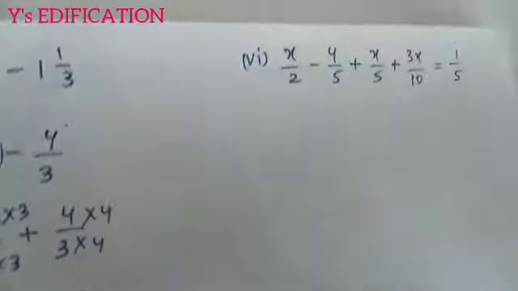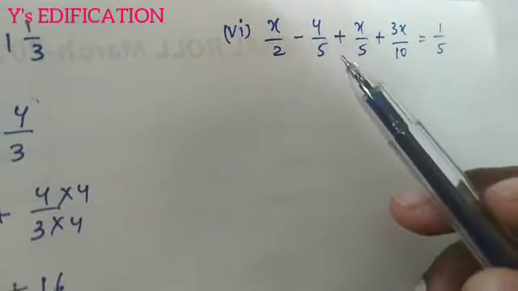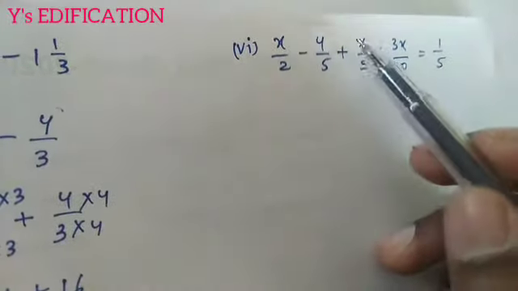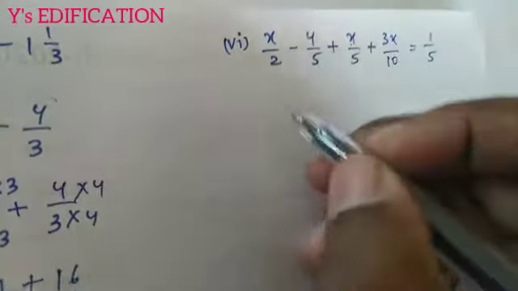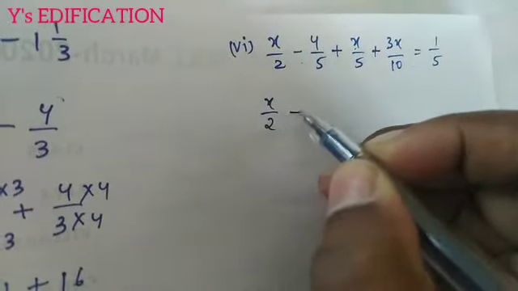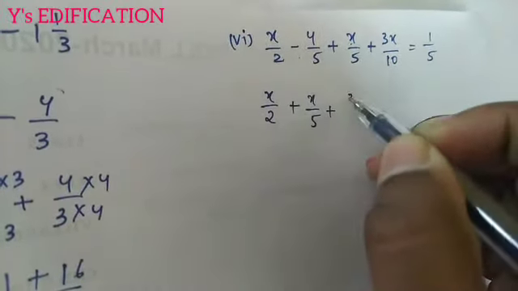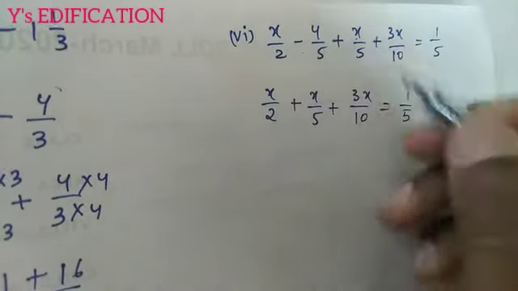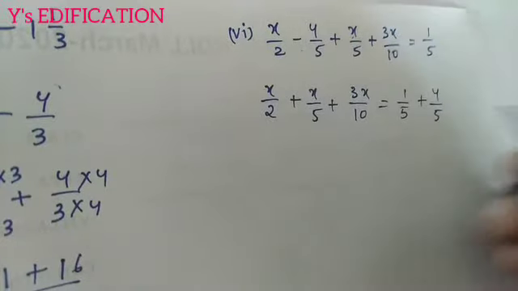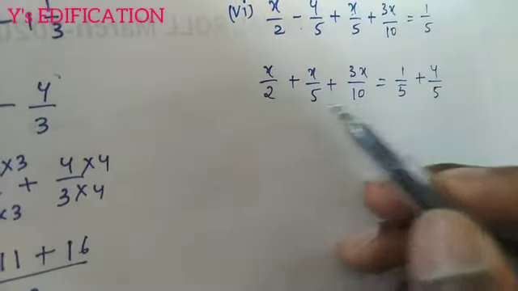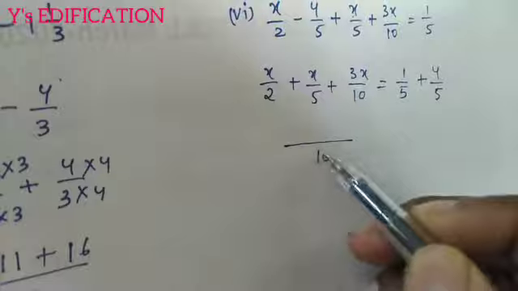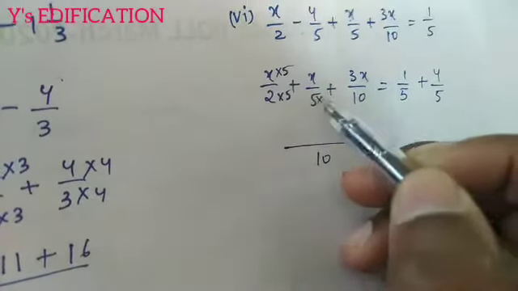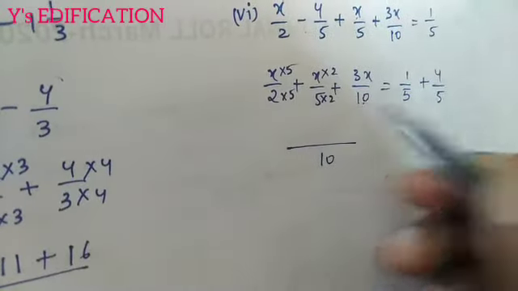Okay. Next one. X by 2 minus 4 by 5 plus x by 5 plus 3x by 10 is equal to 1 by 5. First write all the variables on one side and numericals on the other side. Okay. X by 2 plus x by 5 plus 3x by 10 is equal to 1 by 5. This is minus 4 by 5. So it will become plus 4 by 5. Okay. So 2, 5, 10. LCM is 10. So we have to multiply this number with 5 and this number with 2. No need to multiply any number for this.